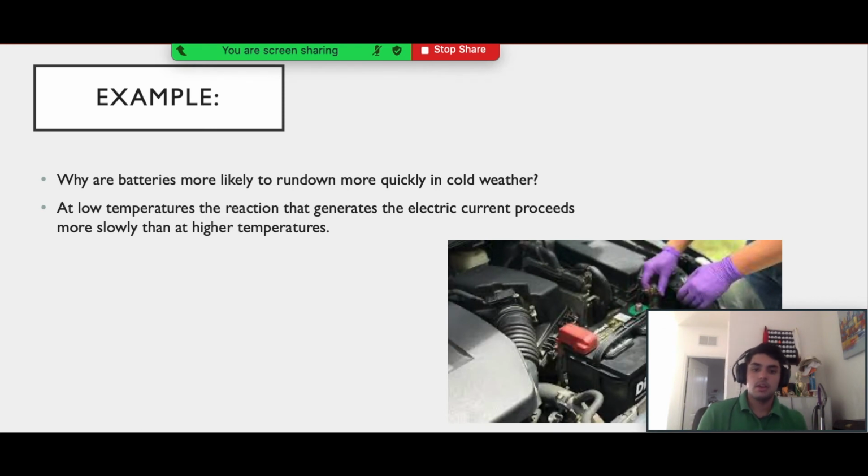This is an example that I wanted to tell you about. This is why a battery is more likely to run down more quickly in cold weather. At low temperatures, the reaction that generates the electric current proceeds more slowly than at higher temperatures. So if a battery is not in use, it will discharge more slowly at low temperatures than at higher temperatures. However, if a battery needs to be used at low temperatures, then warming it up speeds up the reaction that generates electric current, giving you more power.